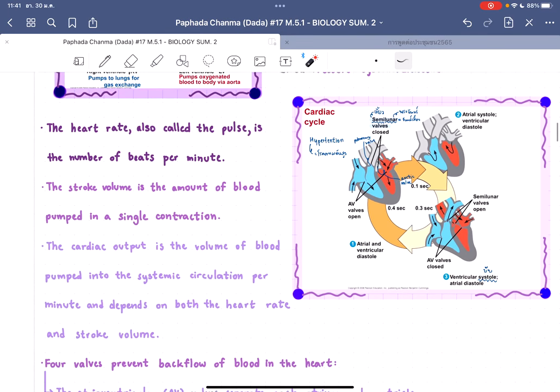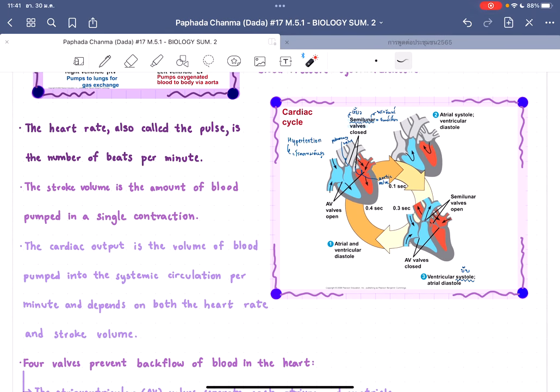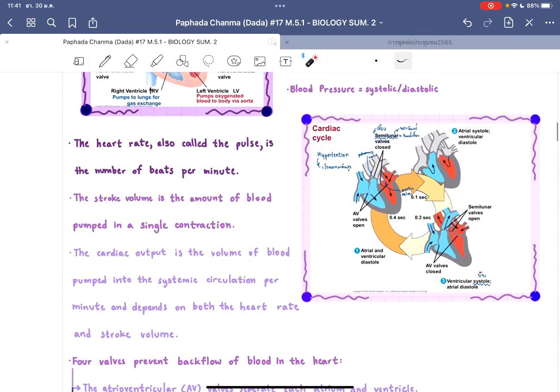The heart rate, also called the pulse, is the number of beats per minute. The stroke volume is the amount of blood pumped in a single contraction. The cardiac output is the volume of blood pumped into the systemic circulation per minute and depends on both the heart rate and stroke volume. So this was the heart rate: 0.1 seconds, 0.3 seconds, and 0.4 seconds. You can see in here we have a valve and a systole phase.